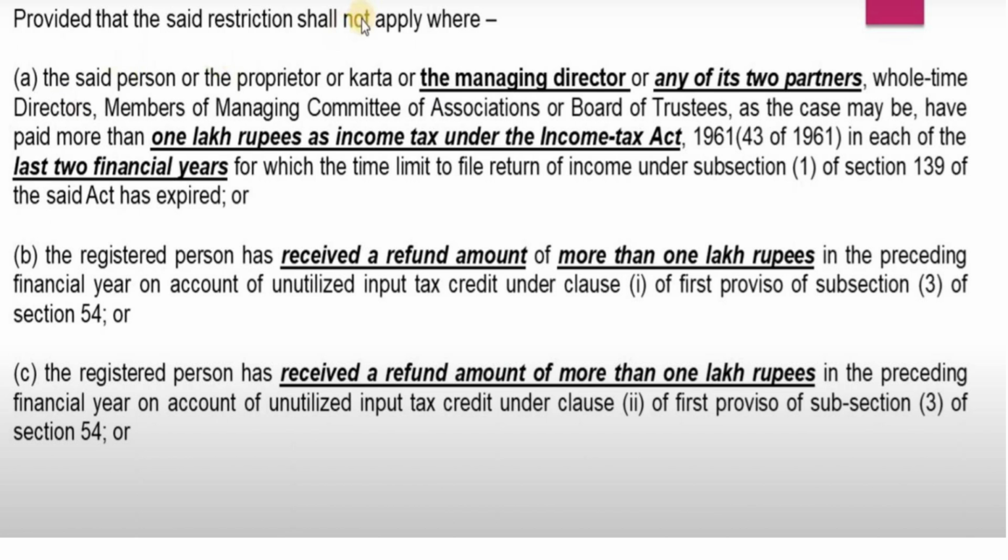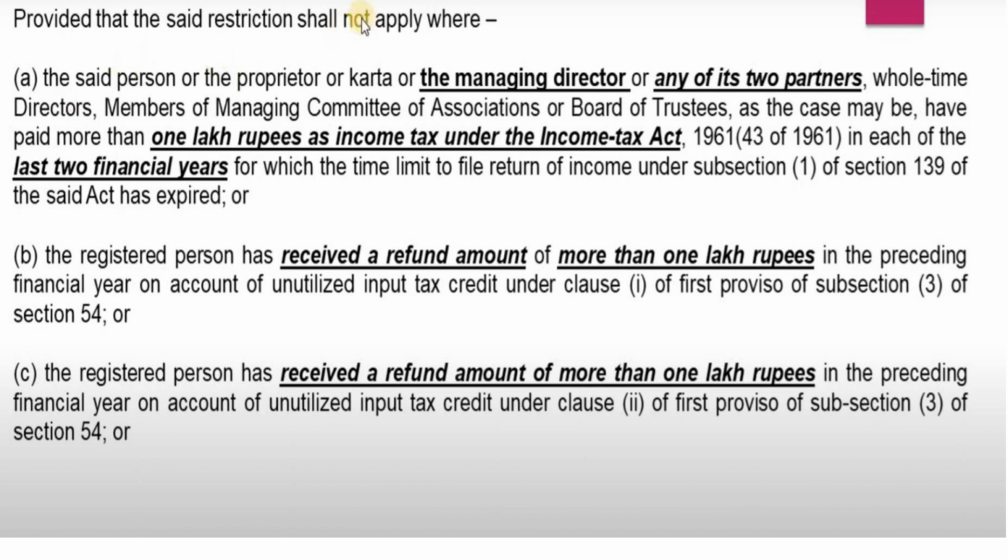Not self-assessment tax, the one below. 1 lakh rupees before setting off TDS, TCS, advance tax, 1 lakh rupees gross tax liability, meaning the income tax that comes on your total income, right? If you have made payment of 1 lakh rupees or more for continuously the last 2 years for which the ITR date has passed, any of the partners, then you don't need to follow this.